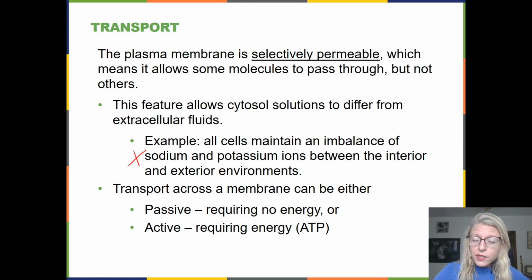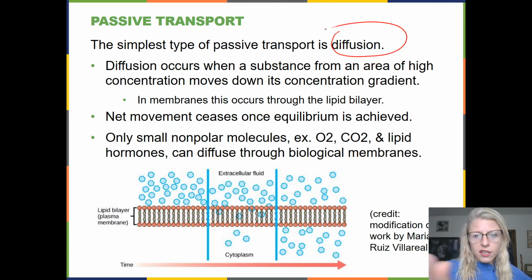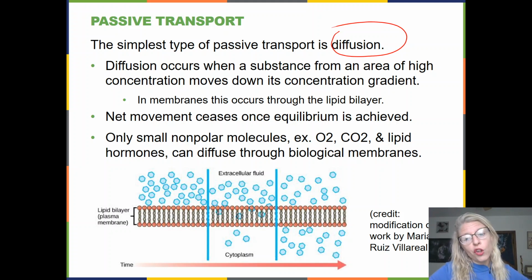We have two different types of transport. One of those is passive, that does not require energy, and the other is active, that requires energy, or ATP. Passive transport is the simplest type of transport, and an example of that is diffusion. Diffusion occurs when substances move from an area of high concentration to an area of low concentration, what we call down the concentration gradient.